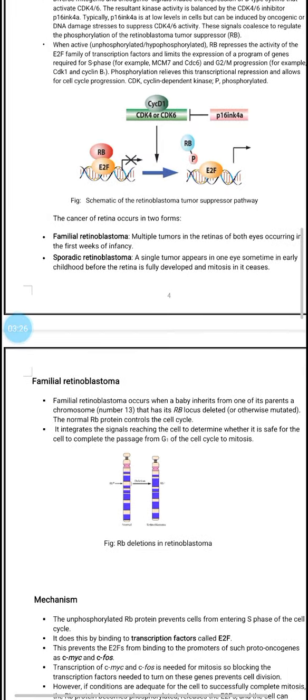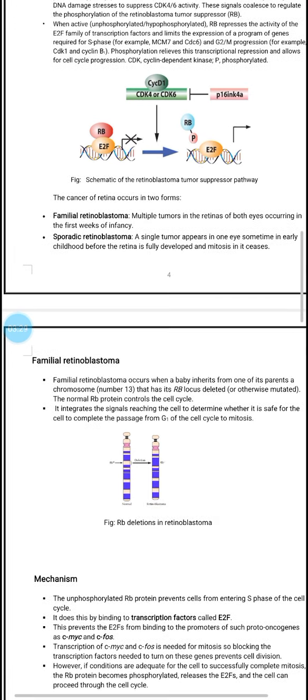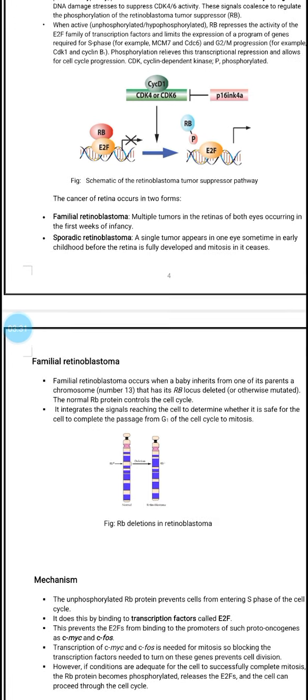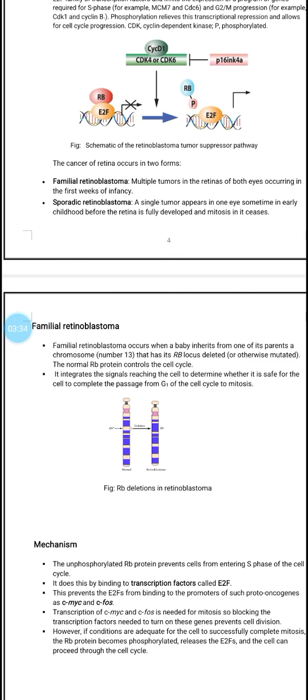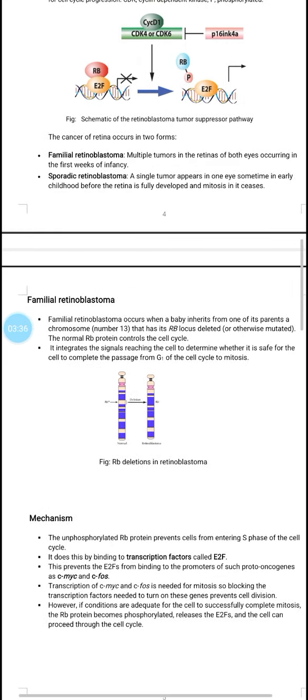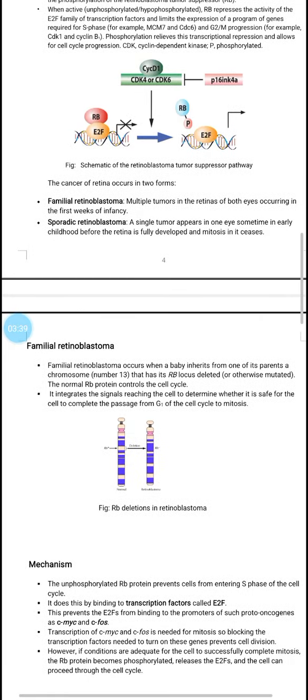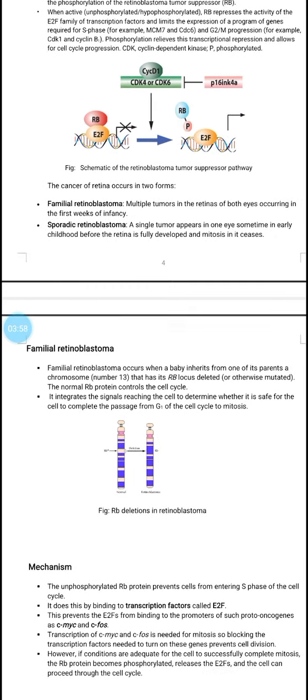The cancer of the retina occurs in two forms: familial retinoblastoma and sporadic retinoblastoma. First, familial: multiple tumors in the retinas of both eyes occurring in the first weeks of infancy. Sporadic retinoblastoma: a single tumor appears in one eye, sometimes in early childhood before the retina is fully developed and mitosis in it ceases.